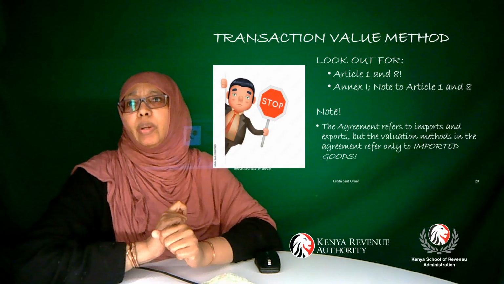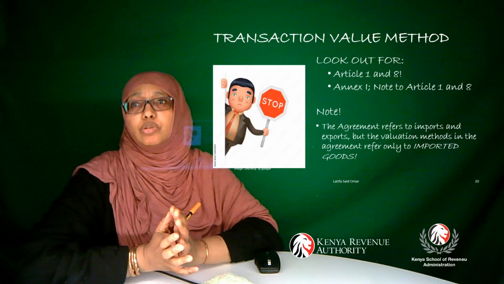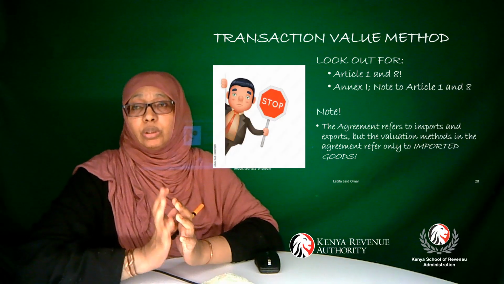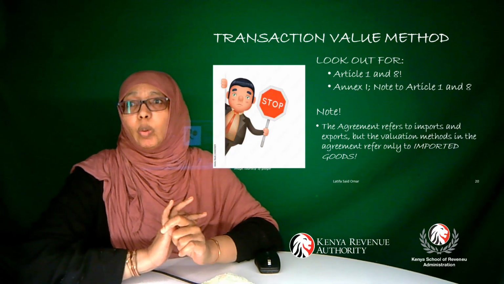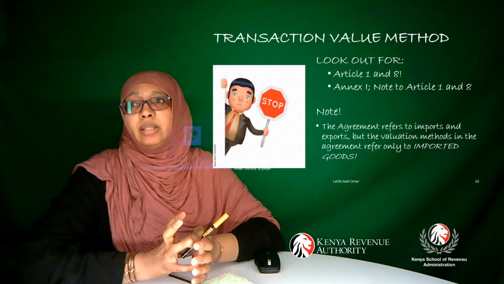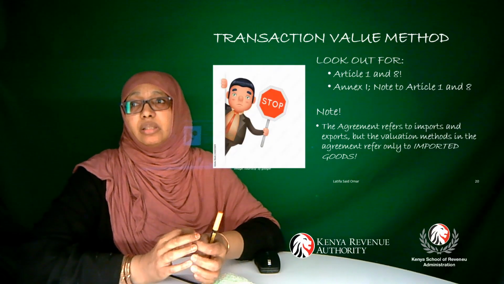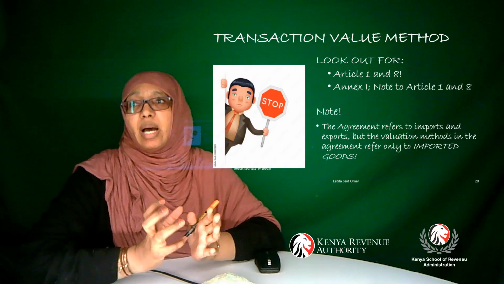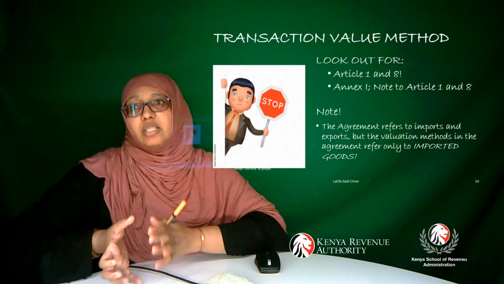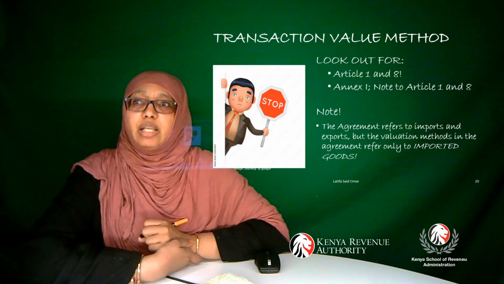Also, we're going to look at Annex 1. Annex 1 also supports Articles 1 and 8, especially the note to Articles 1 and 8. You'll find that in Annex 1, there are more definitions and explanations concerning Articles 1 and 8, which we can say are the basis for having a transaction value method.